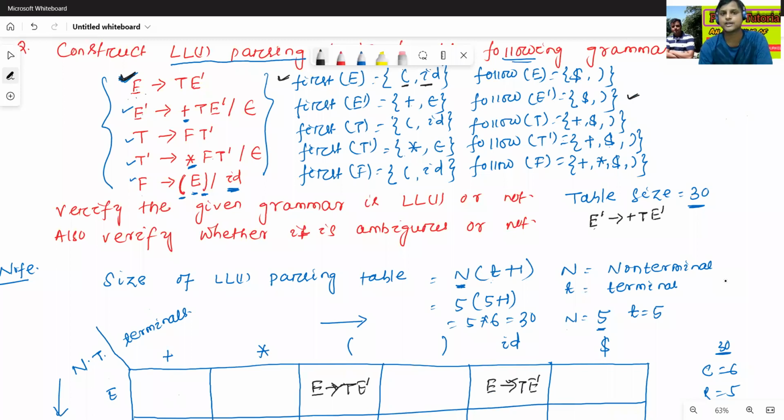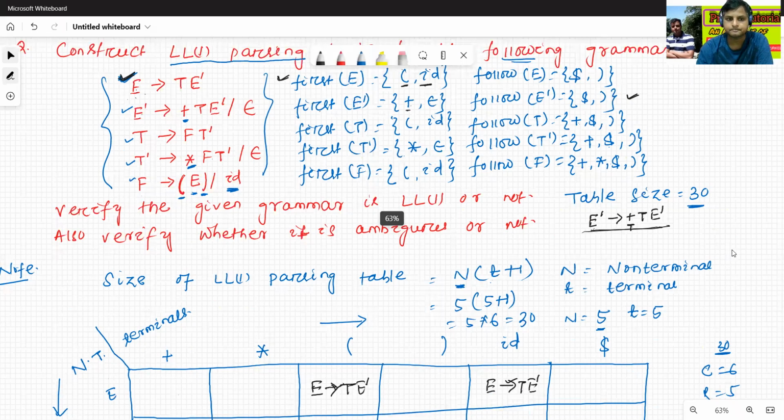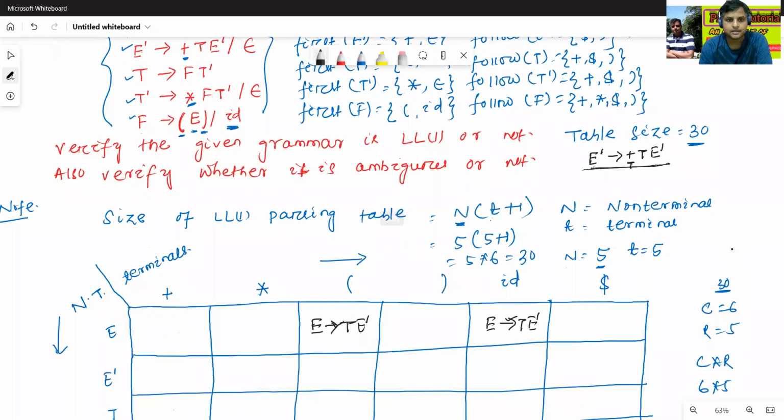First we will fill the first of E prime. For this production, first equals plus. So now we'll fill plus here: E prime → plus T E prime.